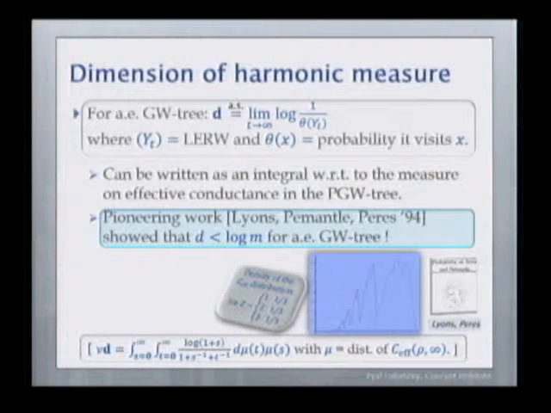This picture is taken from the book Probability on Trees and Networks, which a small bird told me is going to be completed in like 2 weeks after, what, 15 years? 18. Okay.